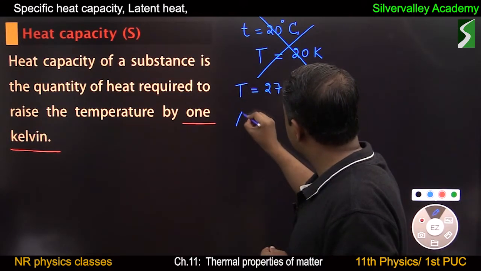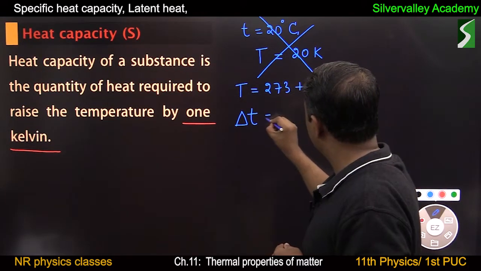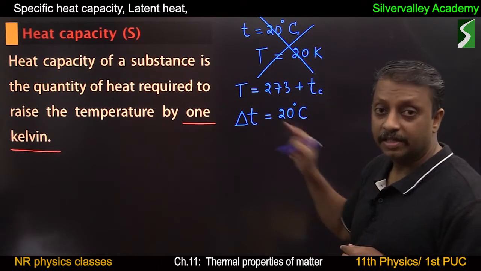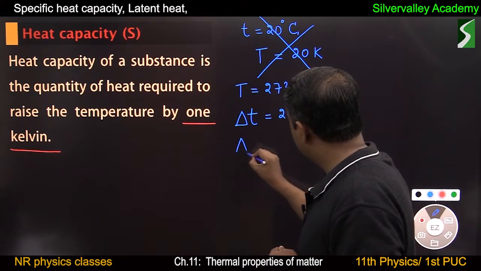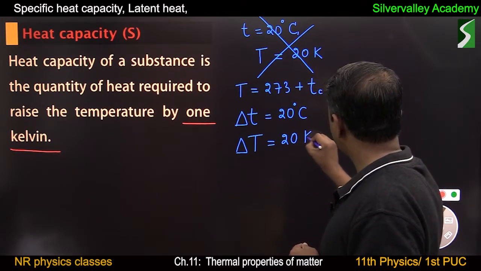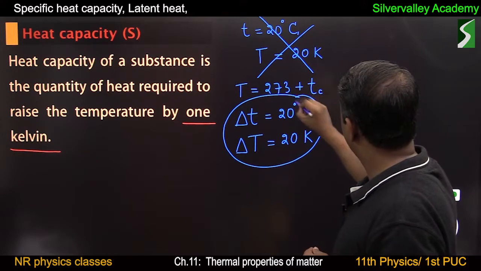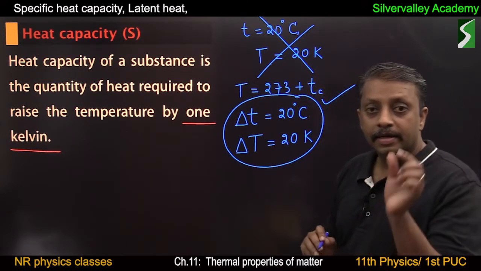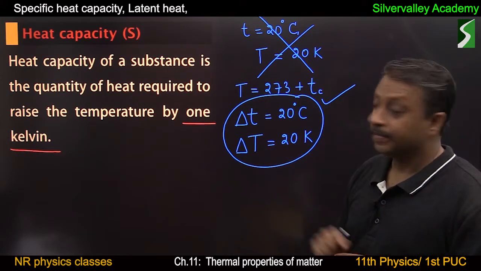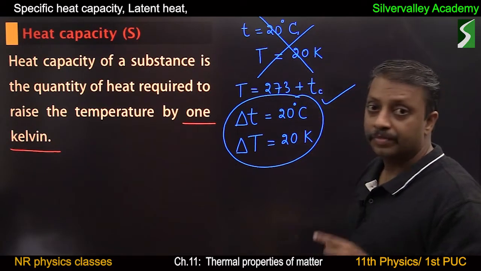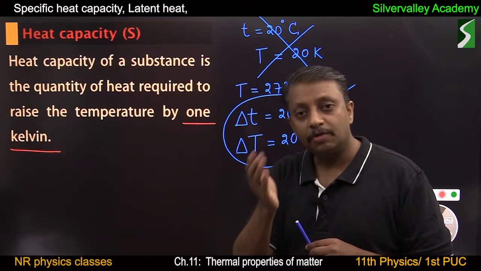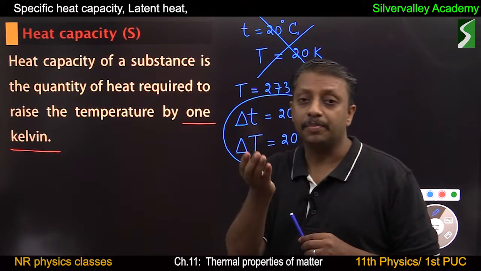Whereas if the temperature difference is equal to 20 degrees Celsius, then the temperature difference delta capital T is equal to 20 Kelvin. This is right. Temperature difference in degree Celsius is equal to temperature difference in Kelvin scale, but individual temperatures are not the same. In that sense, 1 Kelvin rise in temperature is equivalent to 1 degree Celsius rise in temperature.